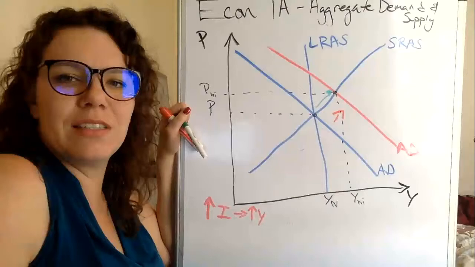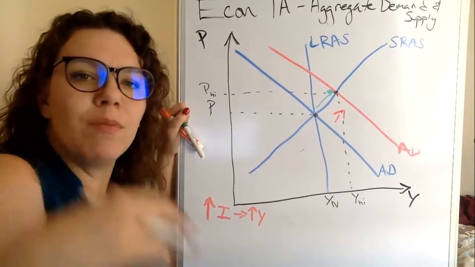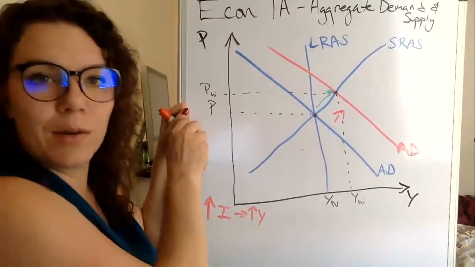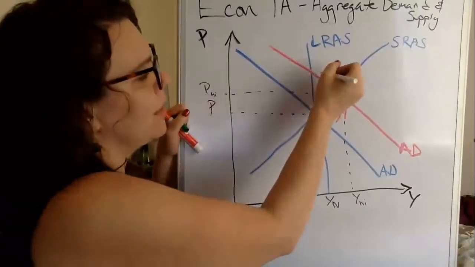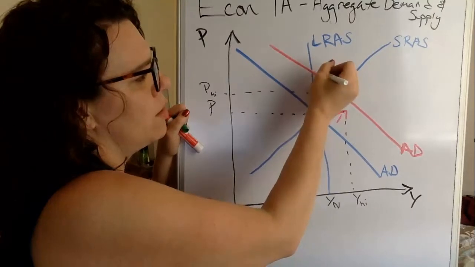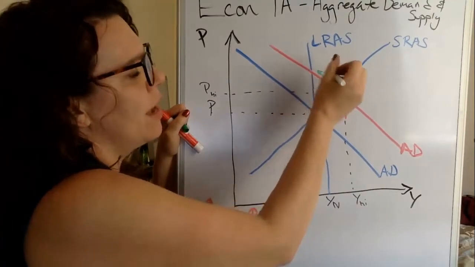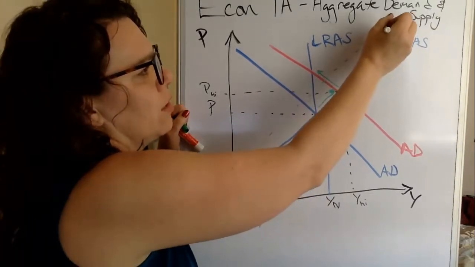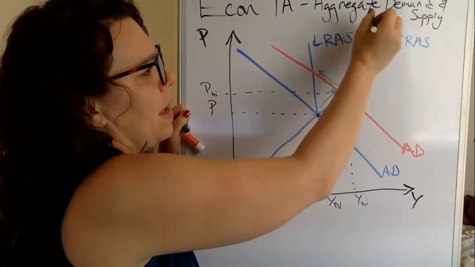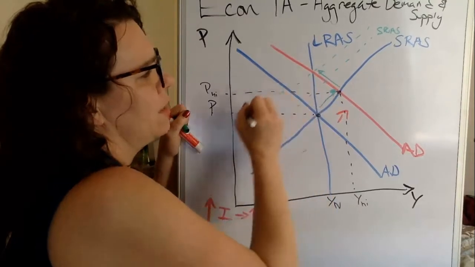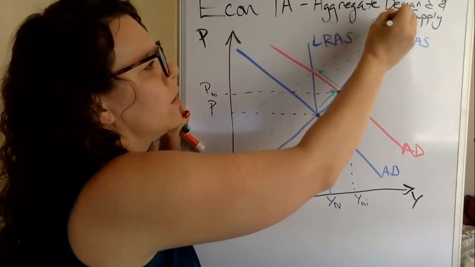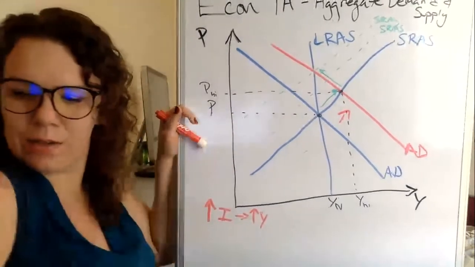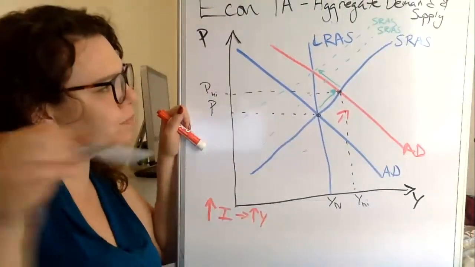Now, what happens eventually, though, is the economy will return to this natural rate of unemployment, this natural rate of output. And that's going to happen along the new aggregate demand curve. And really what happens is the short run aggregate supply curve is going to shift back over and over again until we get to a new equilibrium right here at an even higher price level.